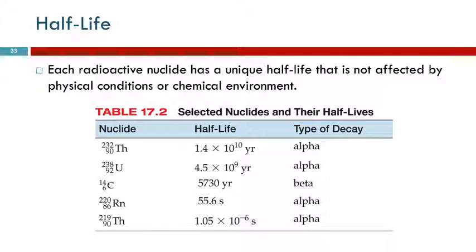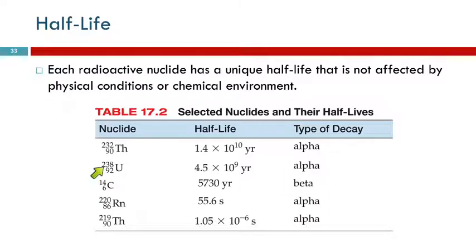So each different isotope has its own half-life and its own type of decay. This is just for your information. Do not memorize this. Thorium-232, 14 billion years. That undergoes alpha decay.